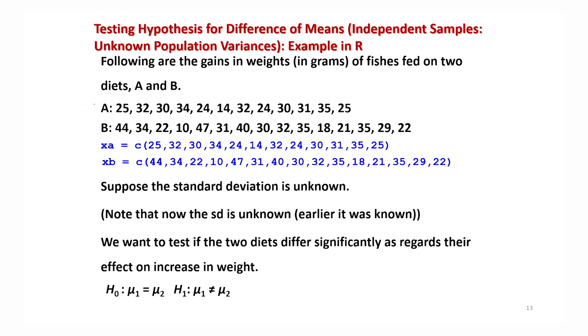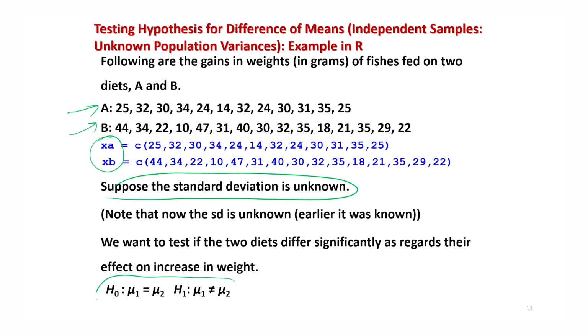So this is the data on diet A and diet B, which is stored in say two data vectors, xa and xb. But now suppose the standard deviation is unknown, right? So we will estimate it from the sample, and now we want to test the same hypothesis H0: mu1 equal to mu2 versus H1: mu1 is not equal to mu2.